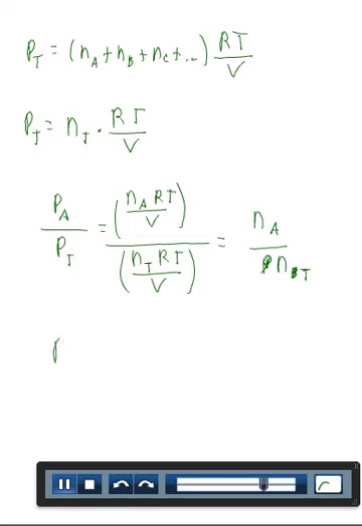I didn't write that very well. I was thinking of what I was doing next. So the fraction of pressures is N_A over N total. This is given a special symbol, and it's called the mole fraction of A. It's just the moles of A over the total number of moles, and it's given the Greek letter chi.